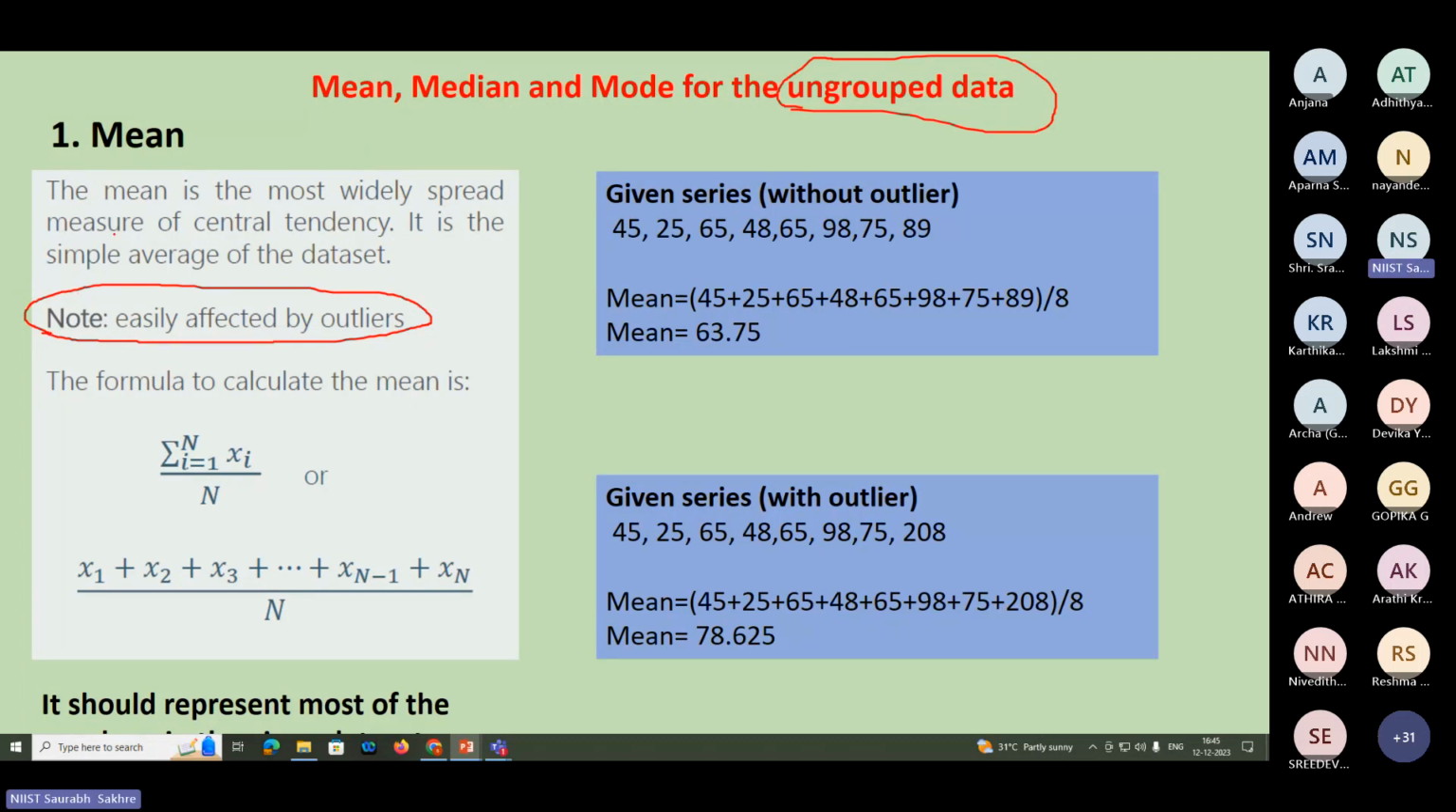So the formula for calculating mean is summation i equals 1 to n of xi upon n. Or if I expand this term, I will put 1, 2, 3, 4, 5 in place of i and it will go on: x1, x2, x3, up to xn minus 1 and xn.